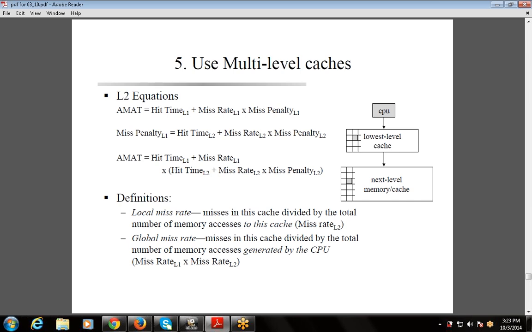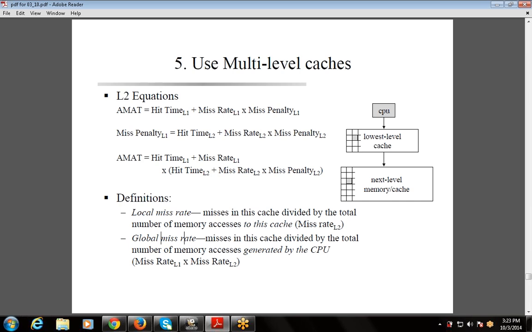The next method used for reducing the miss penalty is using a multi-level cache. That is, we can use more than one cache at the same time to reduce the miss penalty. This is the L2 equation, the AMAT with miss penalty. This is the formula.